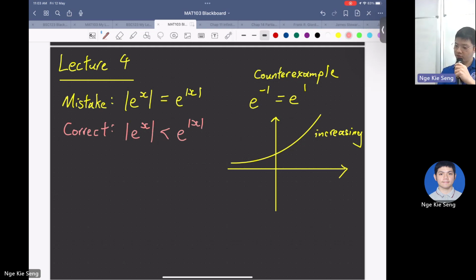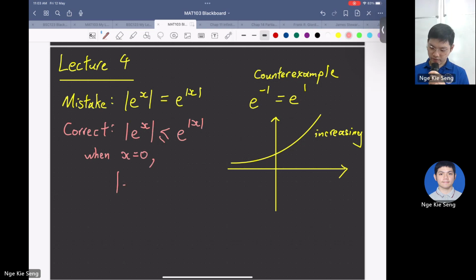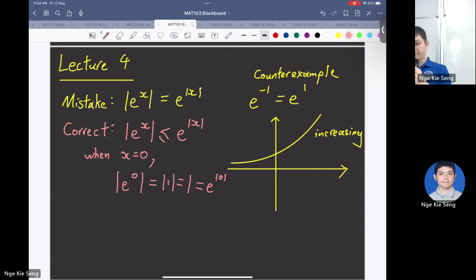Okay, this is true. Is this true? Less than or equal to, because you have the case where x equals 0. When x equals 0, e to the power 0 is 1, which is the same as e to the absolute value of 0. So less than or equal to. Does it make sense? Yeah.